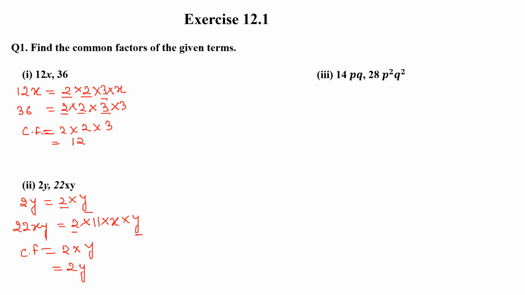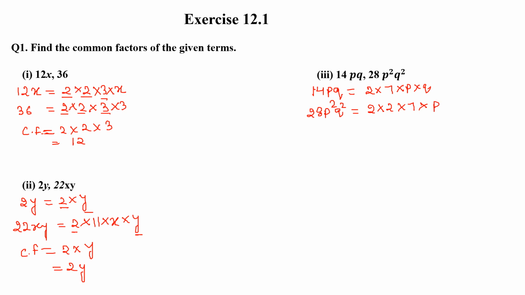Third one. 14PQ: 14 I can write as 2 into 7, and PQ I can write as P into Q. Next, 28P²Q². 28 I can write as 4 times 7, and 4 further I can write as 2 into 2, and 7 will be as it is, a prime number.